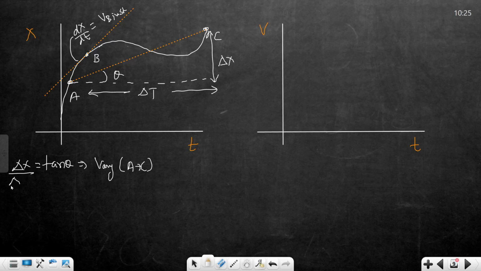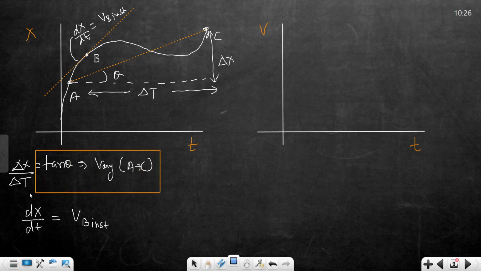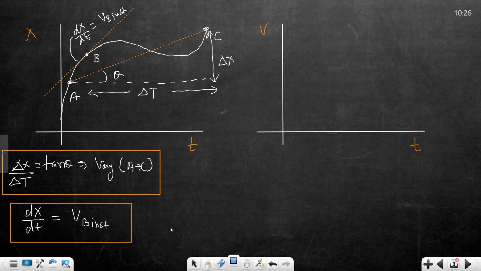The similarity is such that there is no need to memorize, right? dx by dt will give you Vb instantaneous. Clear? So it is that easy, very easy. It's very simple. Done?